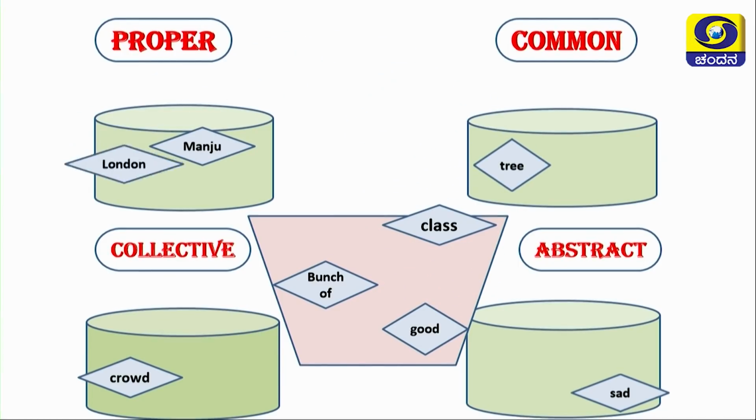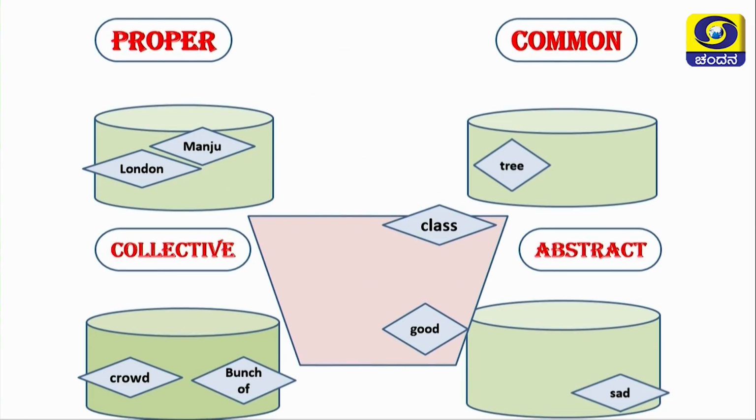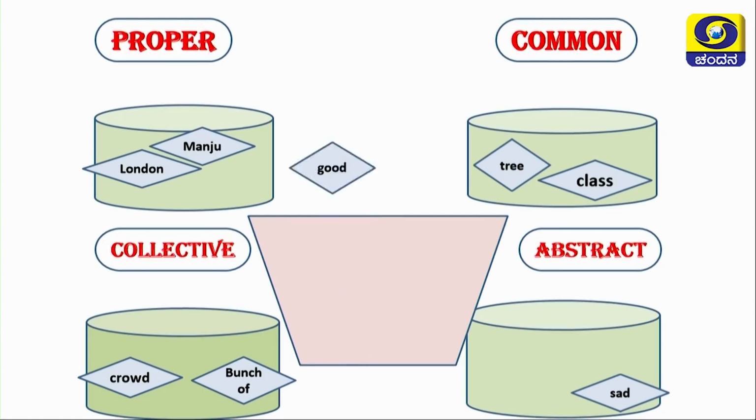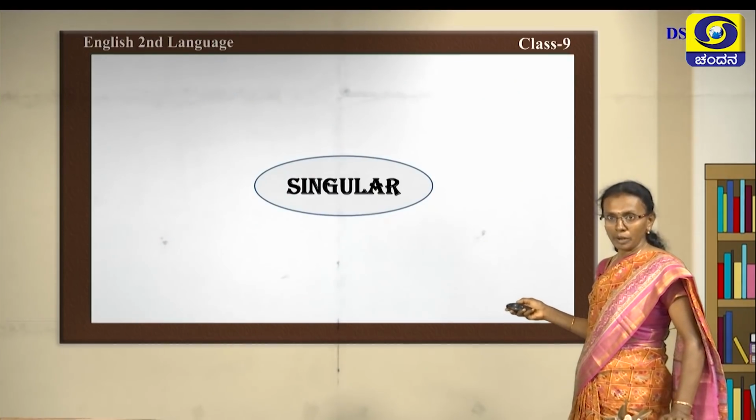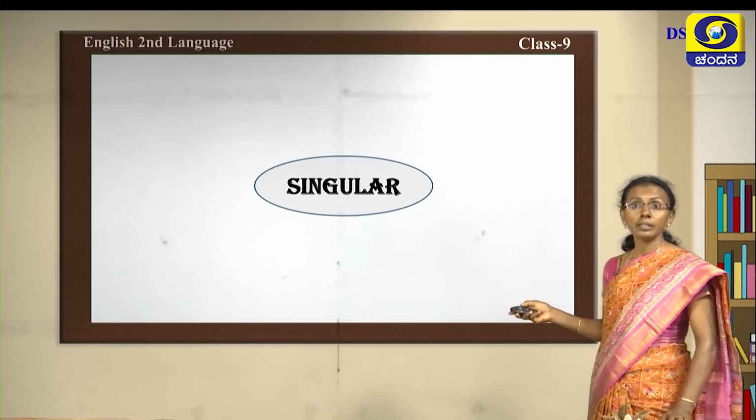And now London. London has gone to proper, because it is a specific city or town. And next we have taken bunch of. Where it has to go? It has to go to collective. And next is class. It will be going to common. Next, the last one is good. Okay, you understood? See how nicely you have matched. You understood? Now let's move on to noun numbers.